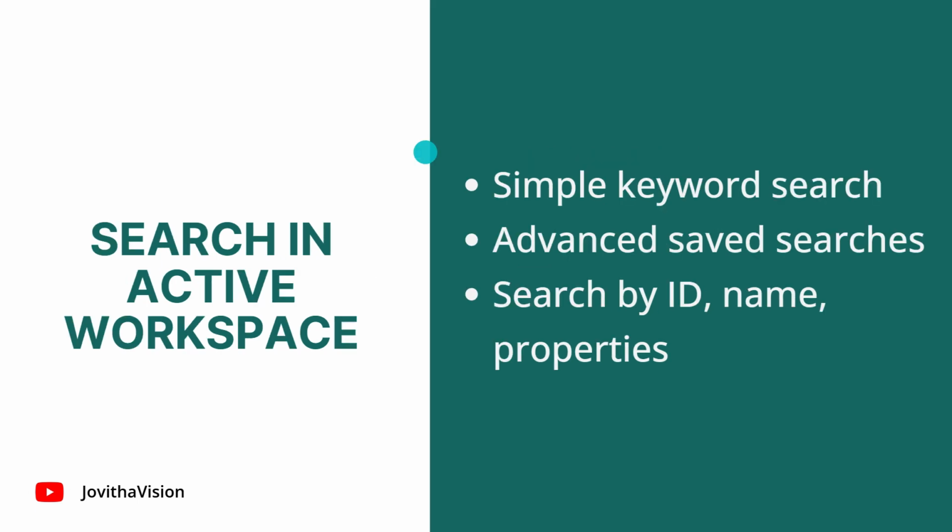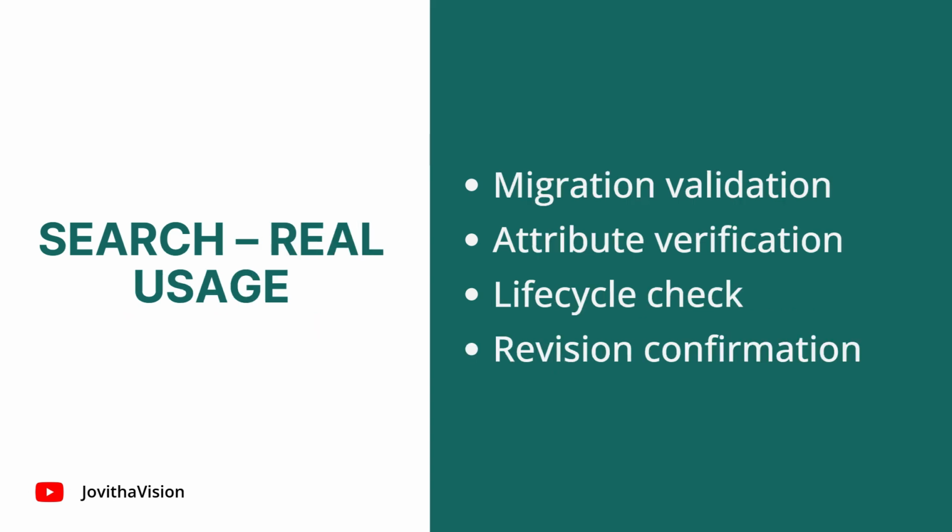Searching in AWC. Search is one of the most used features in Active Workspace. Users can perform simple keyword searches, use advanced saved searches, search by item ID, name, type, or properties. In real projects, before validating migrated data, we usually search items in AWC to check attribute values, verify revision correctness, confirm lifecycle status. This is a daily activity in migration and support projects.